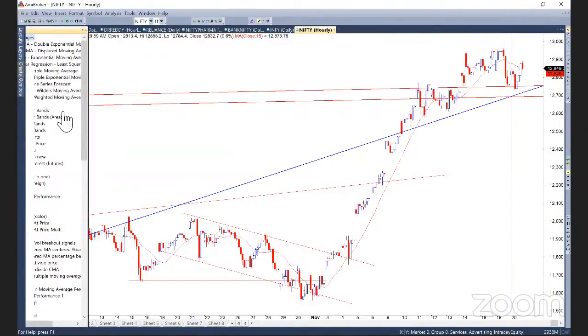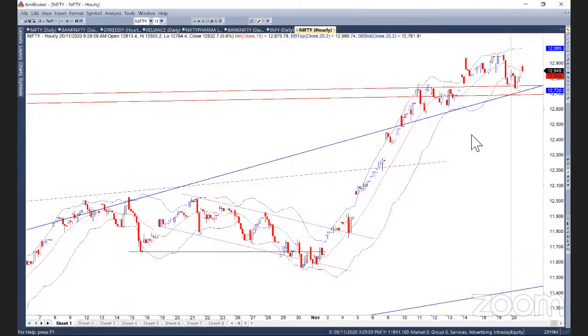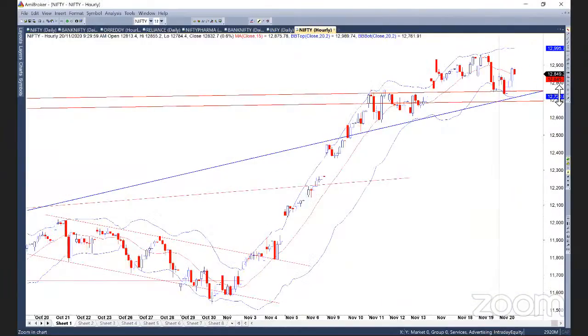So let's apply Bollinger Bands and look at the markets now. Okay, we have applied the Bollinger Bands and we are trying to look at what is happening on the overall trend side. What is the resistance that you see on the Bollinger Bands? Are you able to see the chart very clearly, hourly Bollinger Bands? What is the resistance now? 12,995. So 13,000 becomes the resistance level.